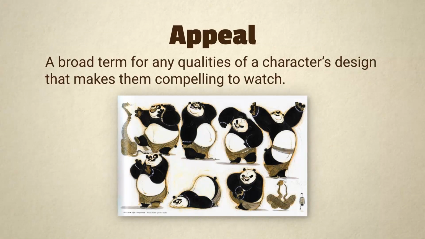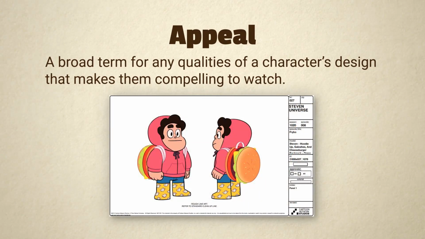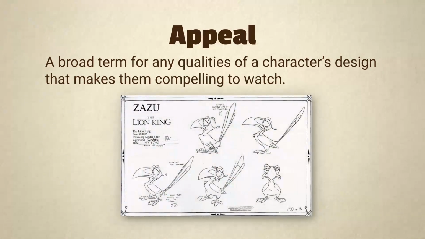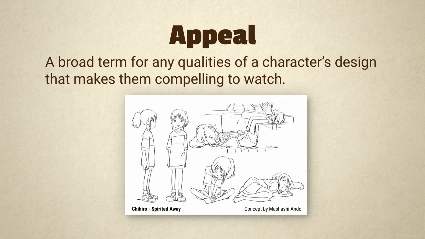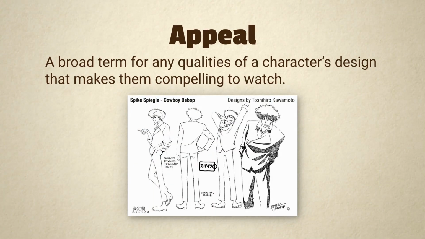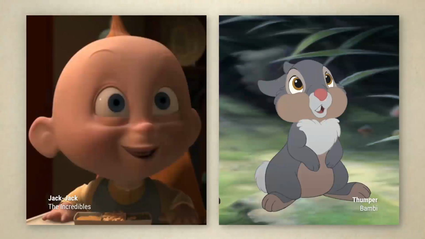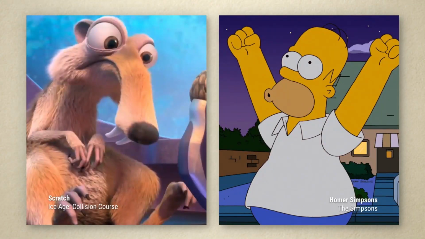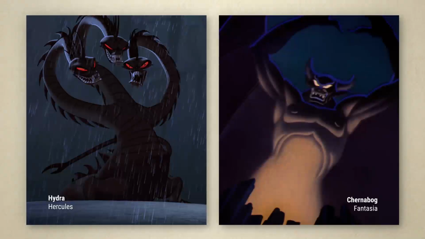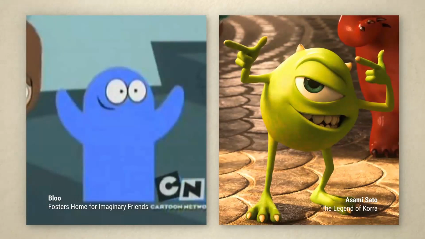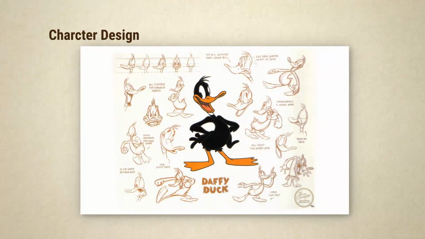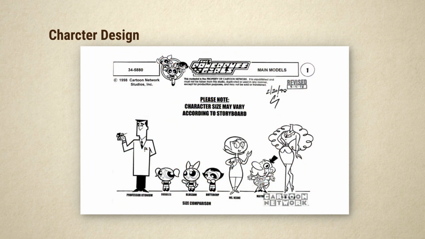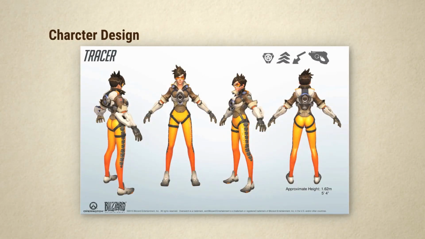Appeal is a very broad term for any qualities of a character's design that make them inherently compelling to watch. This starts with good character design, which has to then be carried through to how the character is animated. Appeal could come from a character being attractive, cute, intimidating, funny, elegant, monstrous, or simple. Appeal is somewhat subjective, but there are general rules to follow that will help you make your designs more appealing.